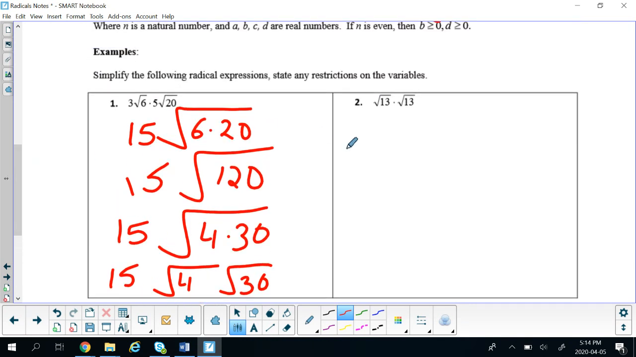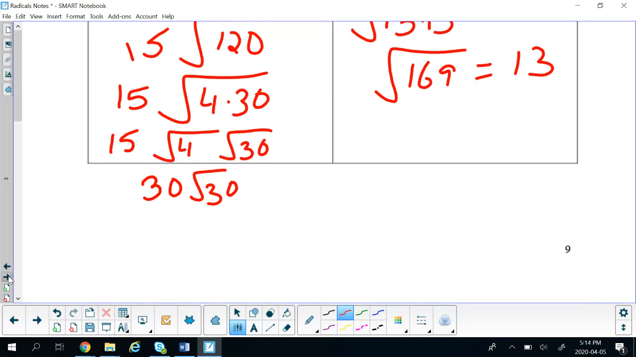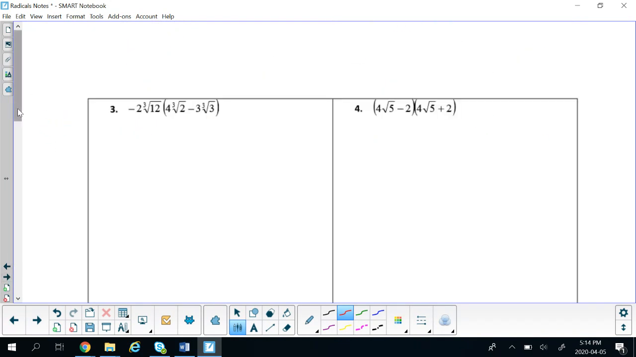Okay, example 2. So you have square root of 13 multiply square root of 13. So again, because our index is same, we can just multiply our radicands. 13 times 13 is 169, and square root of 169 is 13. Next, example 3.